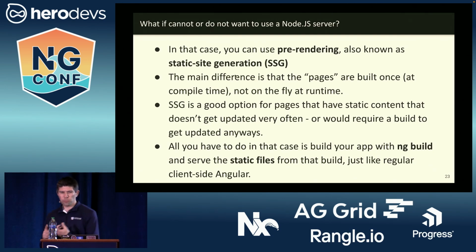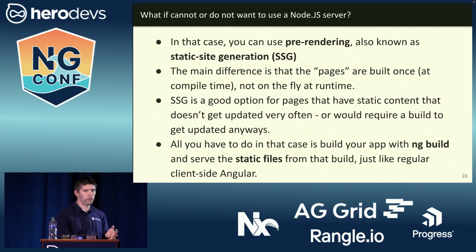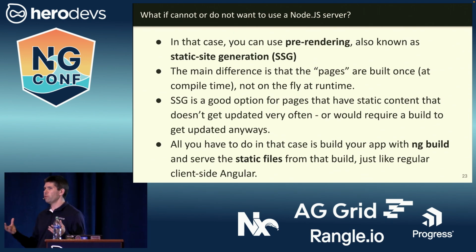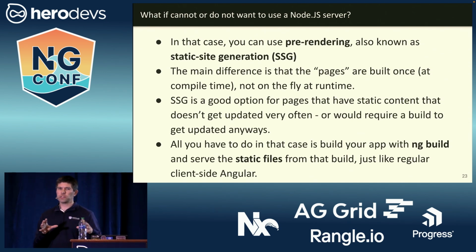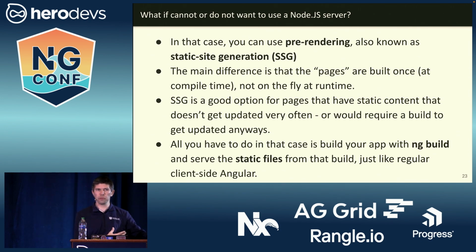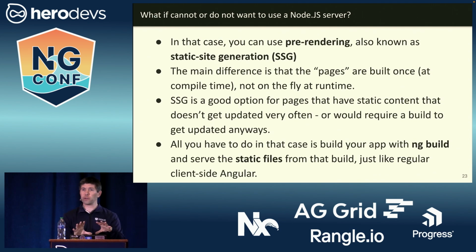So the main difference: pages are built only once at compile time, not on the fly at runtime. And that SSG, so static site generation option, is good for static content that you pretty much never update. So if you have a FAQ page or marketing landing pages, just text that rarely changes, or if you change it, you would have to basically rebuild the app. These are perfect candidates for static site generation, because it's going to be a lot faster to display them, and you don't have to worry about having a specific Node server. So that's always a good option.